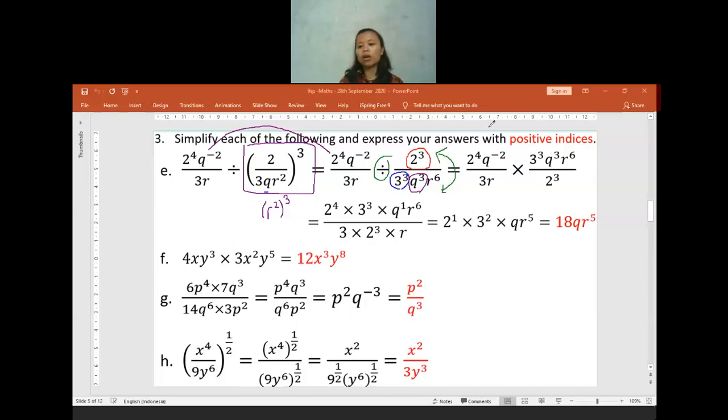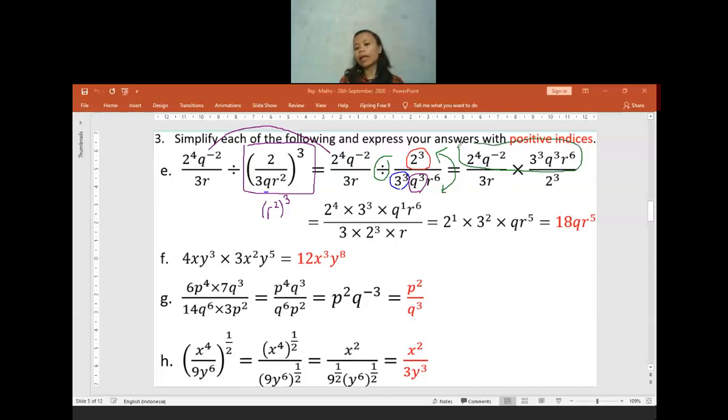This is a fractional thing. So now it will be 2 to the power of 4 q to the power of negative 2 per 3r, times 3 to the power of 3 q to the power of 3 r to the power of 6 per 2 to the power of 3. In here, I will simplify one by one.